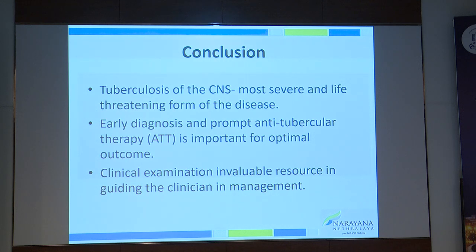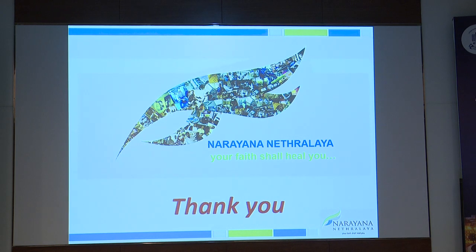So to conclude, tuberculosis of the CNS is a most severe and life-threatening form of the disease. A good clinical history and a thorough ophthalmic evaluation is simple and possible even in the most basic clinical setting. A good understanding of pupillary examination and the need for color vision assessment is an invaluable resource in guiding the clinician in the right direction, be it to tailor the investigations or intervene in case of life-saving emergencies. Thank you.